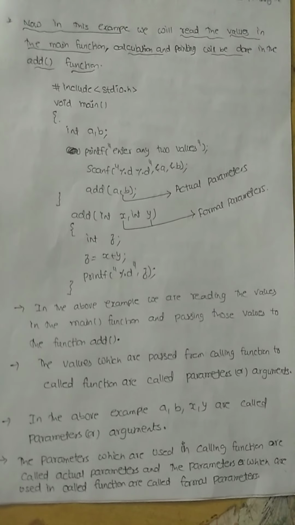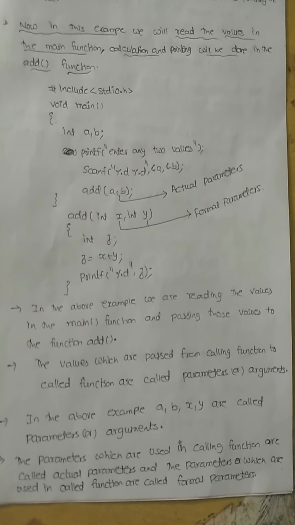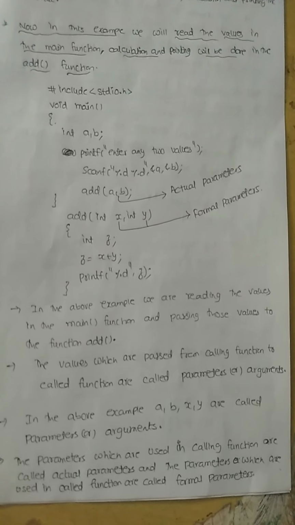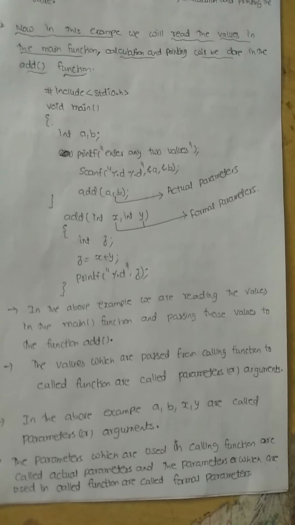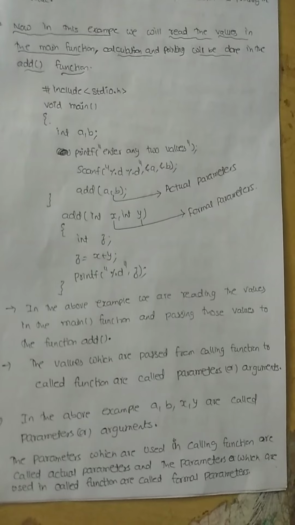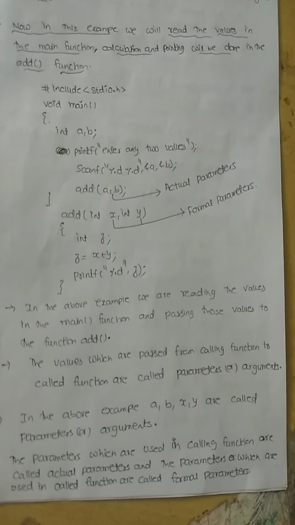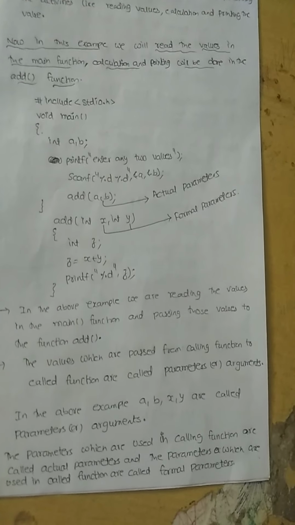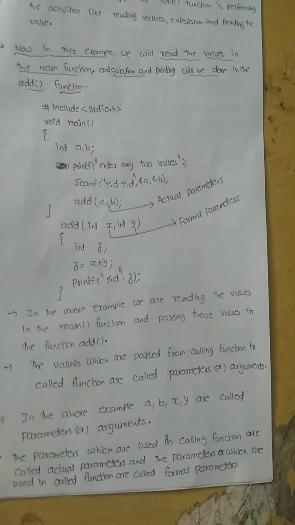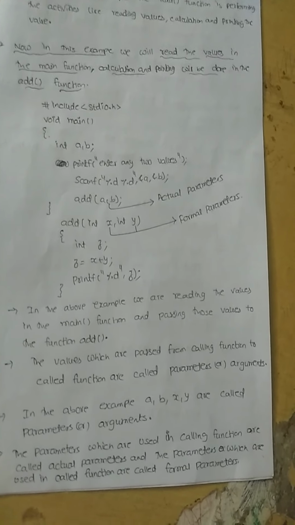And we had seen the rules that we have to follow while passing actual parameters to formal parameters. That is, the number of actual parameters and formal parameters must be the same, and the corresponding data types of actual and formal parameters must be the same. So these are the rules while passing actual parameters to formal parameters.